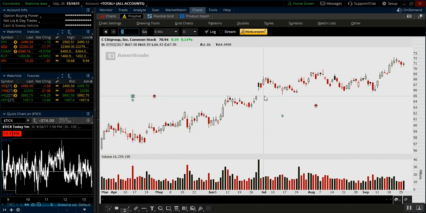Citigroup's trending nicely upwards. And so as it is moving upwards, you can just kind of visually look at the chart and see these pullbacks, see these breaks above the high of the low bar in the pullback. Market pulls back, breaks above the high of the low bar, gets another leg higher, pulls back, breaks above the high of that low bar with a stop below the swing low, and then continues on higher.